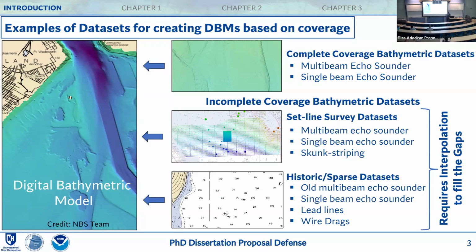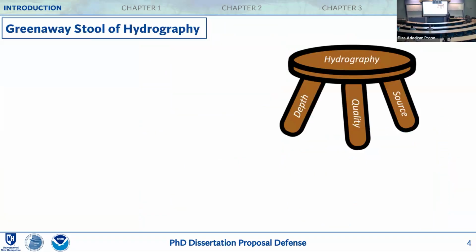However, this interpolation process introduces an inherent uncertainty into the resulting DBMs. DBM, that is digital bathymetric model. I think all of us here know what that is. So this interpolation process introduces an inherent uncertainty into the resulting DBM. And as with any scientific measurement, the uncertainty that comes with this DBM is very important for numerous applications. And I always like to look at this concept using the Greenaway's tool of hydrography.